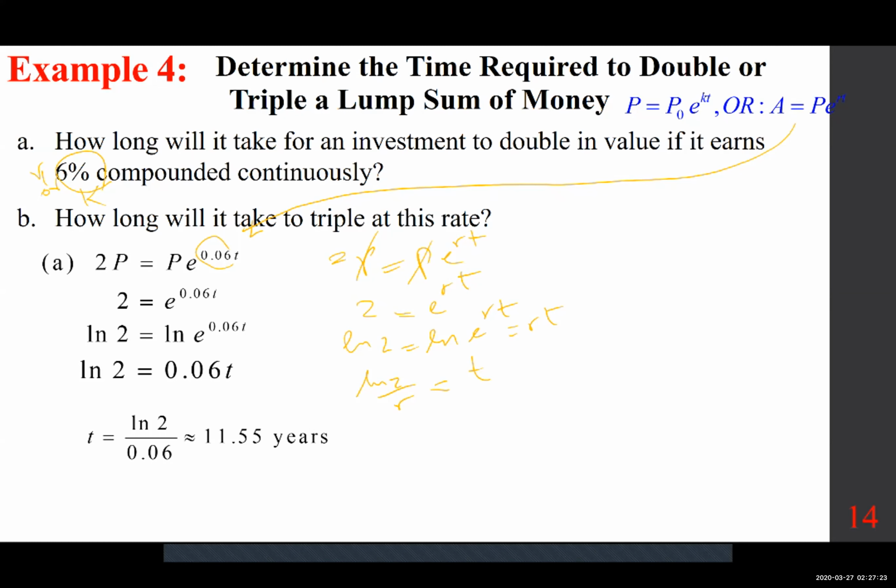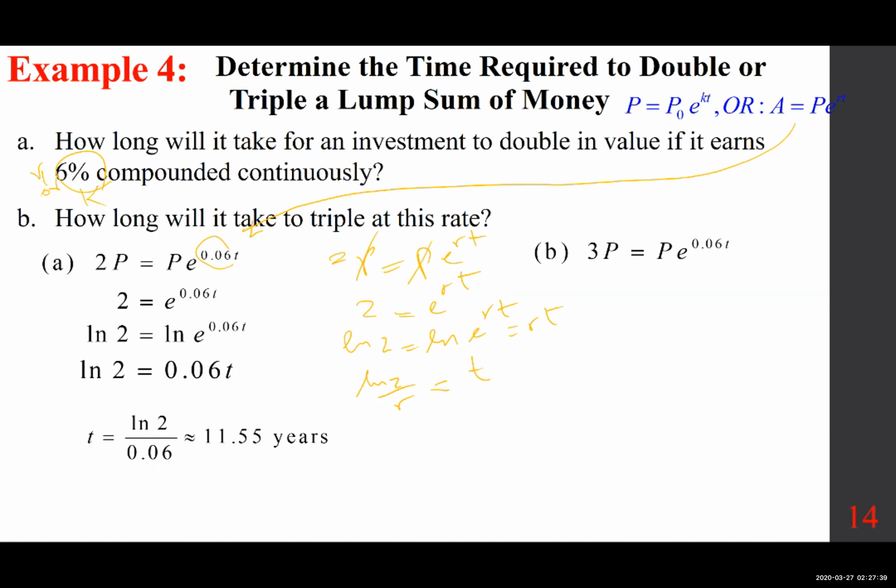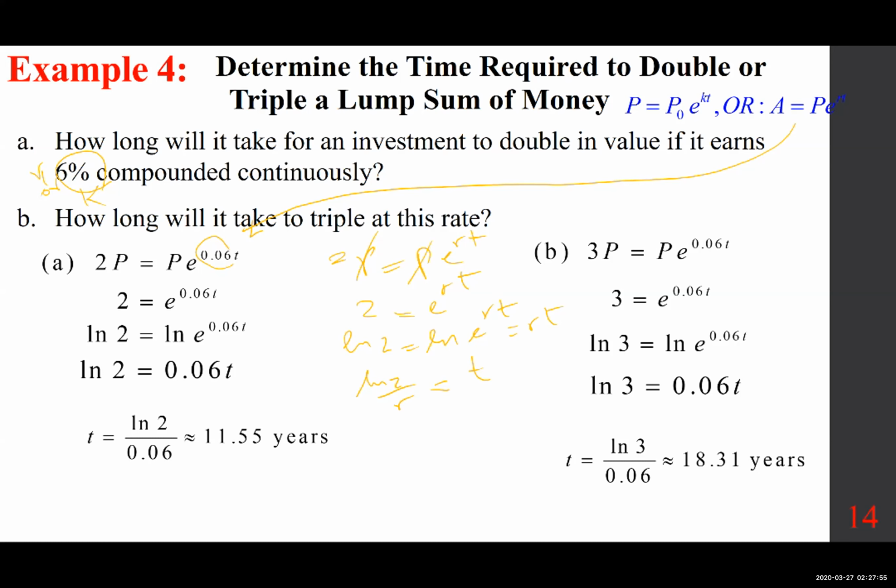If we wanted to triple, we can do the same thing. Use the 0.06 or just keep it and use it at the end. You can go with 3P equals P e to the power of RT. I hope you see that the left side now becomes 3 times P. Now, again, the same thing, you go through the process, you drop the P, you take a natural log of both sides. The right side becomes 0.06T, you divide by 0.06, and that becomes ln3 over 0.06 precisely, and roughly 18.31.